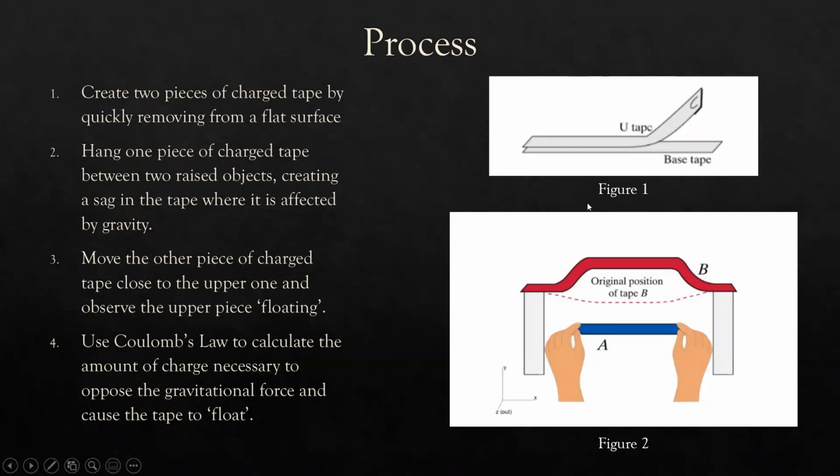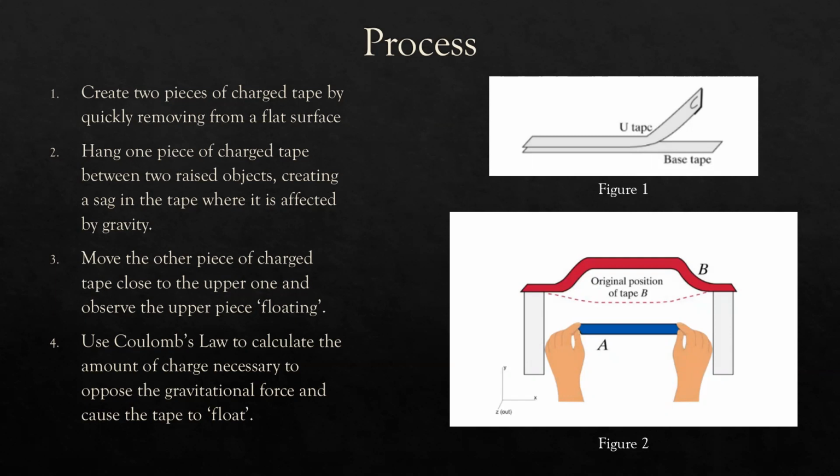The process for this lab. To conduct this lab, we created two pieces of charged tape by quickly removing the tape from a flat surface to charge it, which is in figure 1. We then hung the charged piece of tape between two raised objects to create a gap that the tape would sag into. This sag is because of the force of gravity, which pulls downward on the tape. We then charged another piece of tape and put it close enough to the upper piece of tape to observe the upper piece of tape floating, or opposing the force of gravity. This is pictured in figure 2.